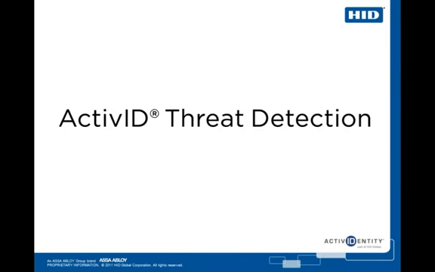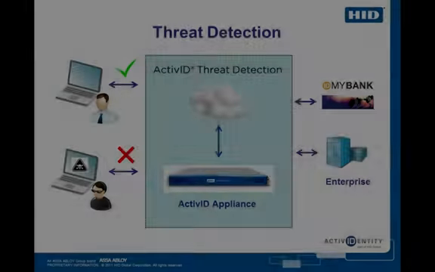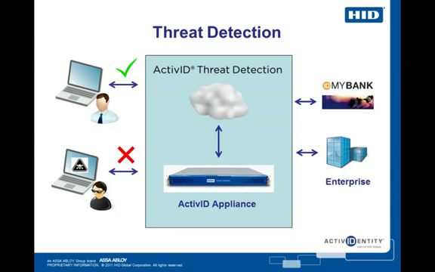The ActivID appliance has built-in support for ActivID threat detection. Threat detection allows strong authentication for online transactions without the expense or administration costs of deploying authentication devices to end users. It is capable of authenticating users by profiling the originating machine or device logging in to perform a transaction. It can also, in real time, detect browser-based malware attacks, such as man-in-the-browser or phishing attempts.